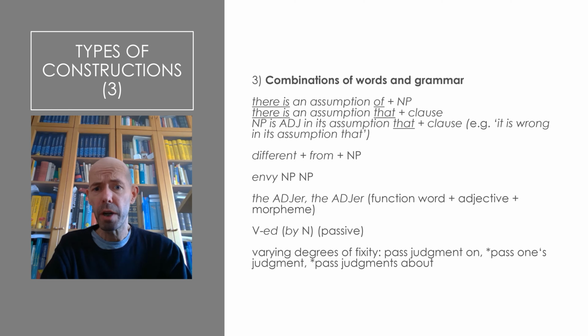And then there are more general constructions like the adjective-er the adjective-er, the more the better, the sooner the better, and so on. And of course, at an even more general level, we have passive voice, for instance. Almost any verb can be made passive. But we also have varying degrees of fixity. So some collocations are limited in, for instance, their ability to be pluralized. So we can say pass judgment on, but we can't say pass judgments about.